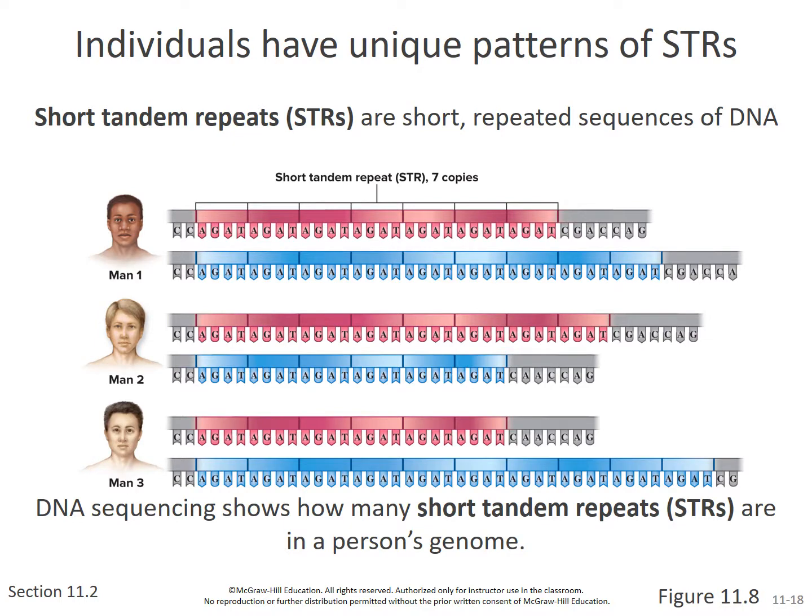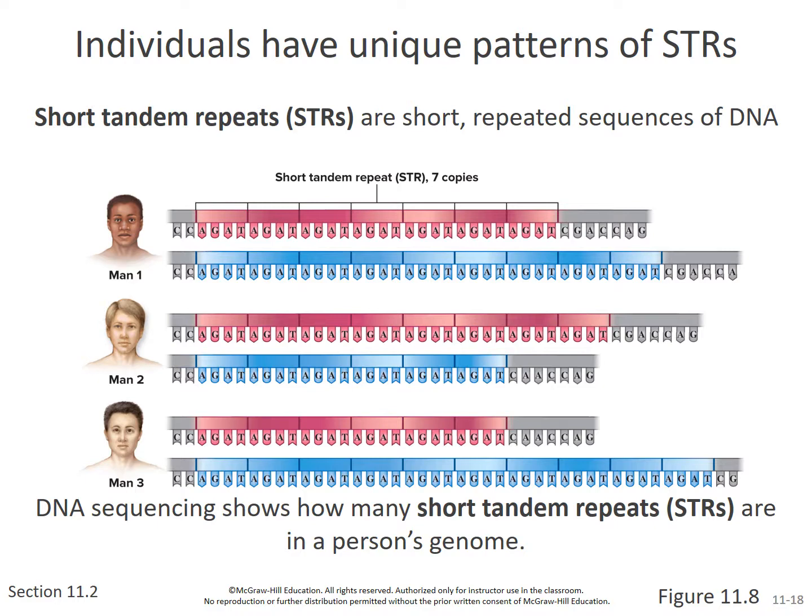In humans and other organisms as well, there are certain areas of our DNA that have unique patterns of short tandem repeats, STRs. These areas of DNA tend to be very diverse amongst individuals. So there's a lot of diversity in the short tandem repeat area compared to individual human beings.